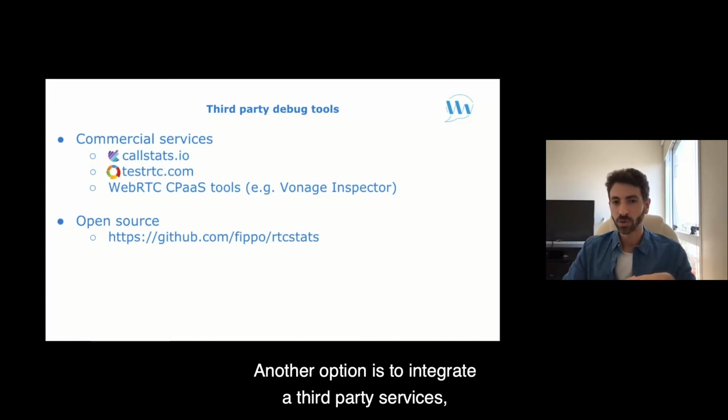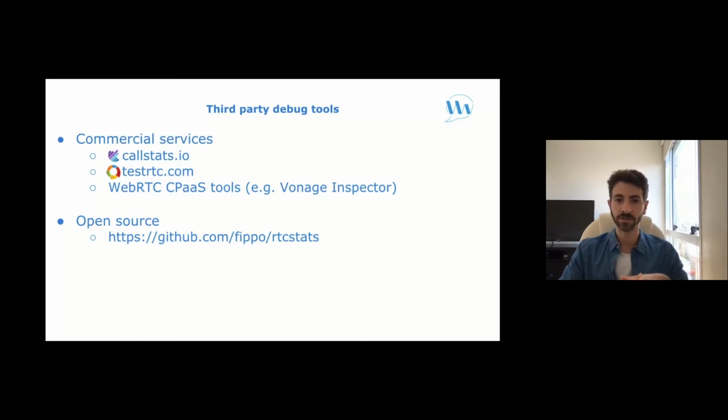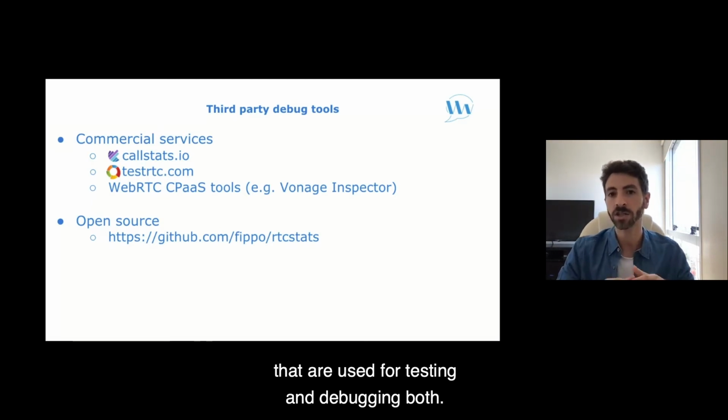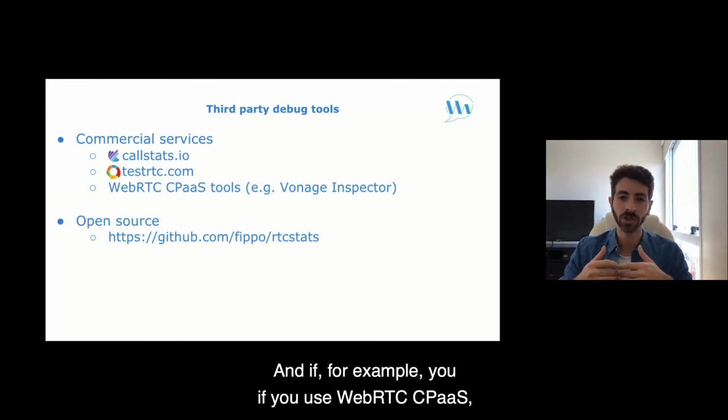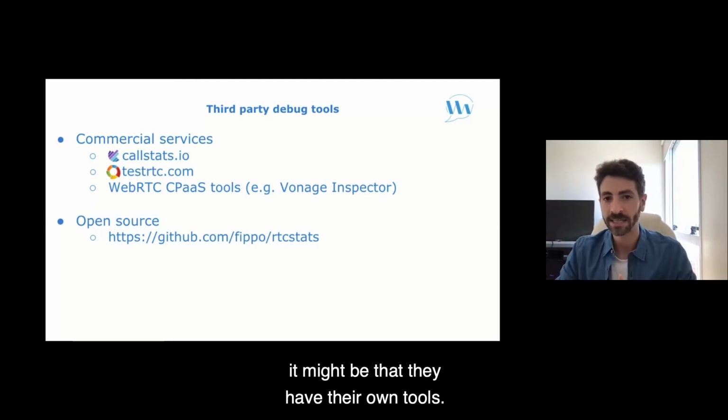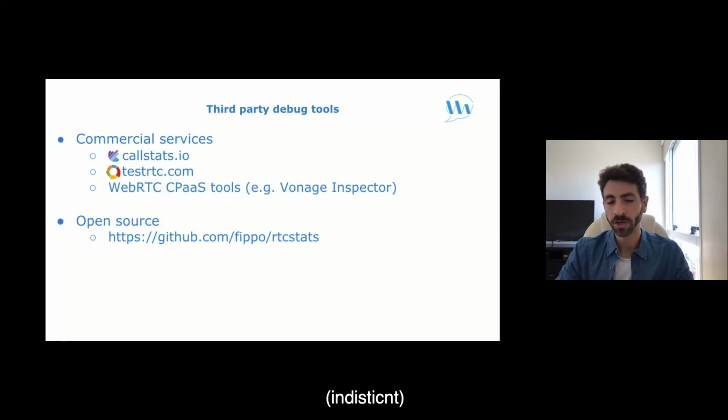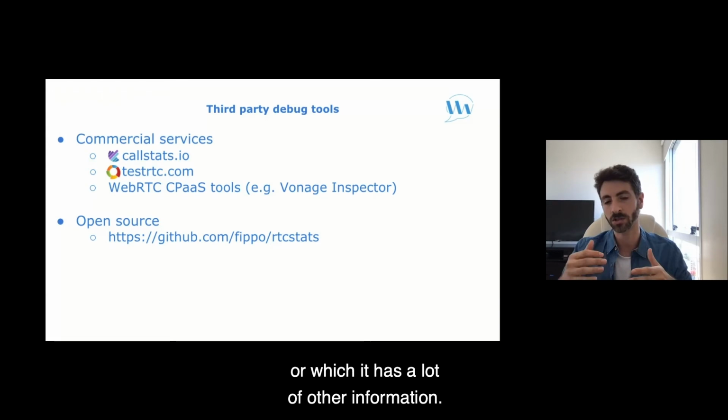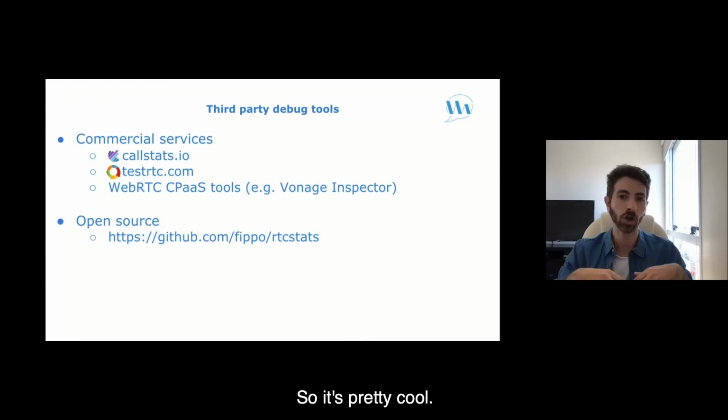Another option is to integrate third-party services such as callstats and testRTC, which are used for testing and debugging. And if, for example, you use a WebRTC CPaaS, it might be that they have their own tools. For example, Bona has an inspector, which has a lot of other information, so it's pretty cool.